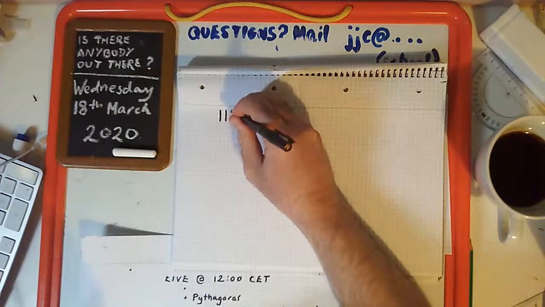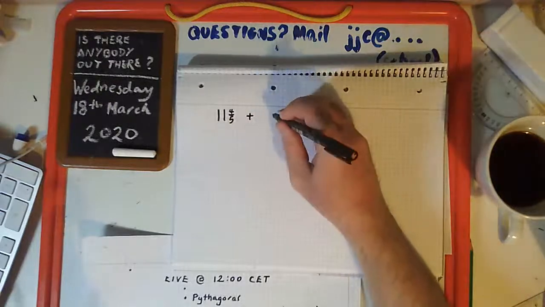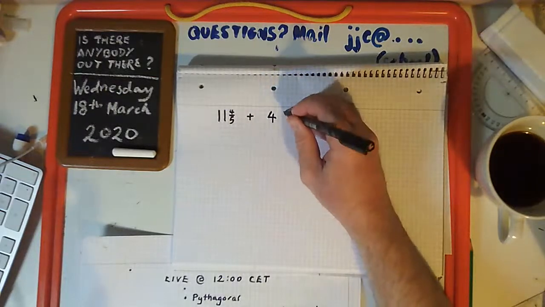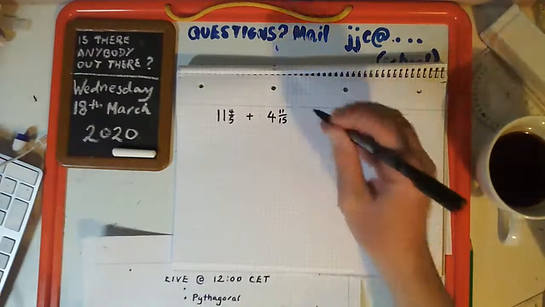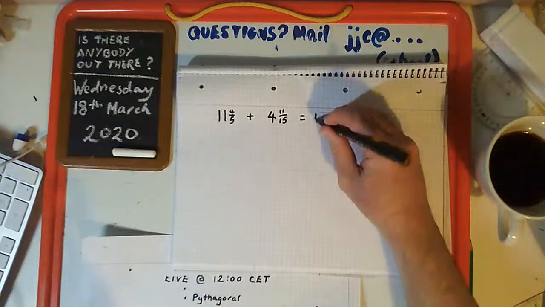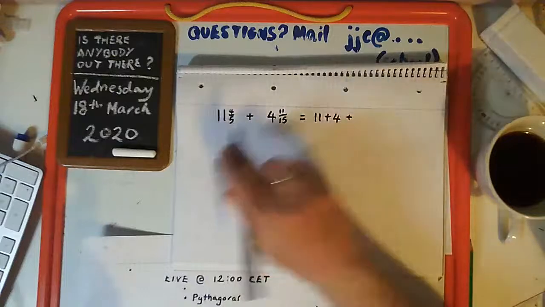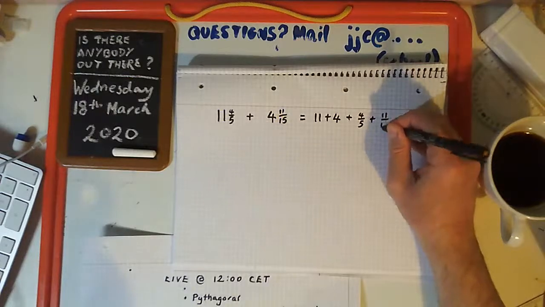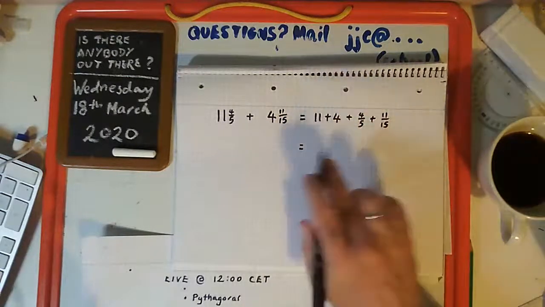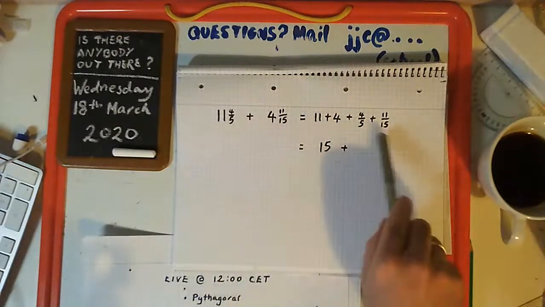Okay, so a trickier example. 11 and 4/5 plus 4 randomly, and, struggling to think of a number now, let's say 11/15. First of all, I'm going to split up the whole numbers from the fraction part. So 11 plus 4, plus 4/5 plus 11 fifteenths. So 11 plus 4 is 15.